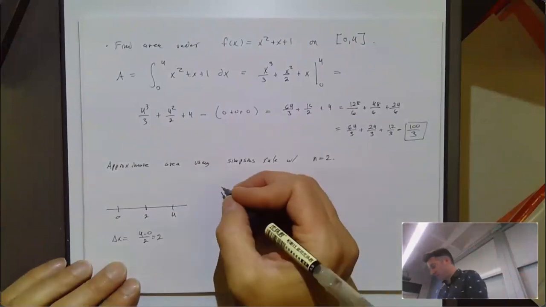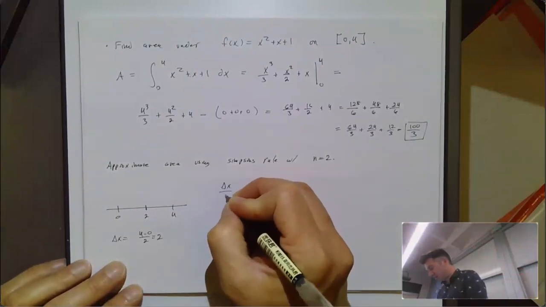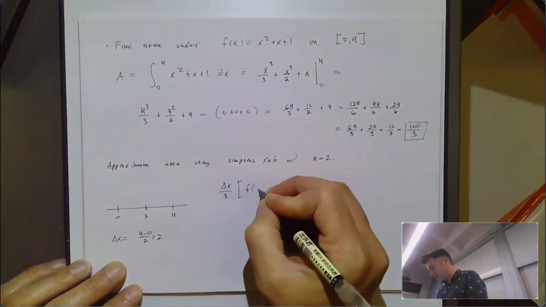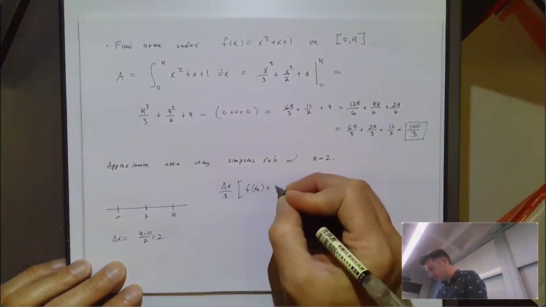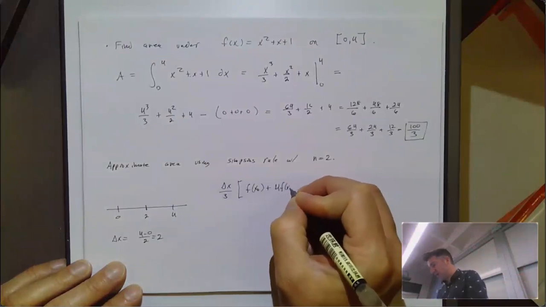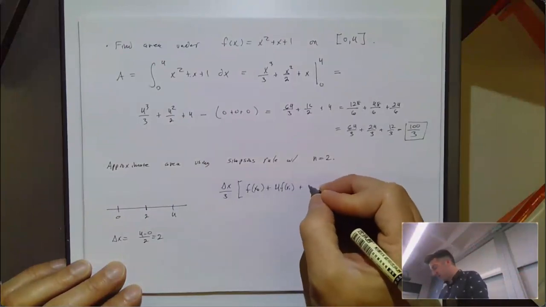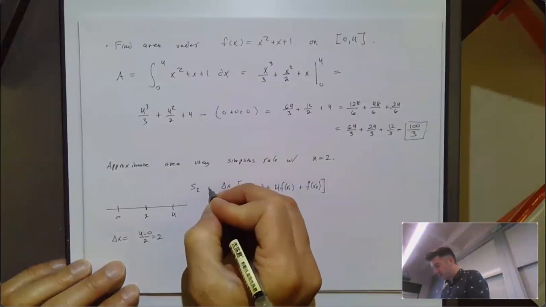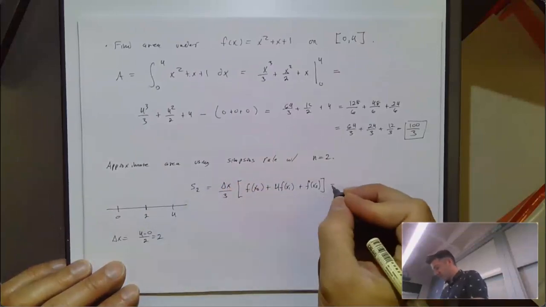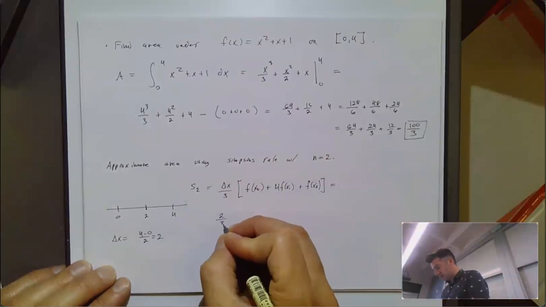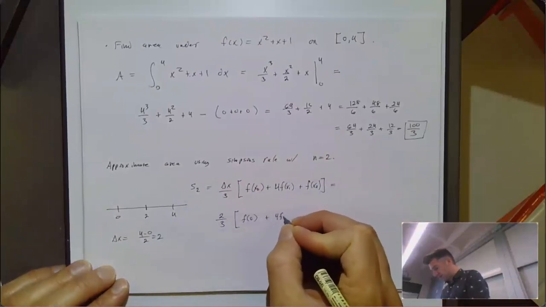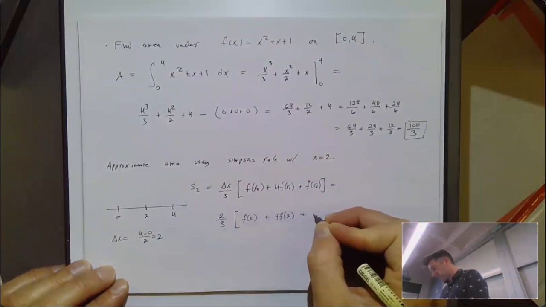So my formula, which is usually delta x over 3 times f of x naught plus 4 times f of x1, and then I have my last point, which is 1 times f of x2. In this particular example, that's going to be Simpson's rule using two subintervals. That's going to equal, so my delta x is 2 over 3, then f of 0 plus 4 times f of 2 plus f of 4.